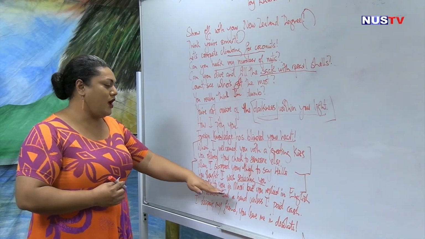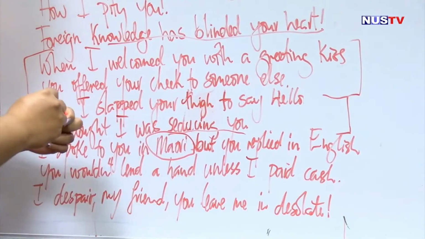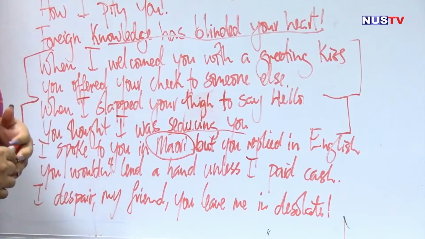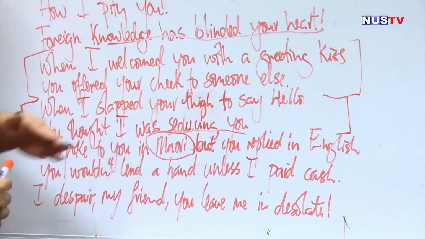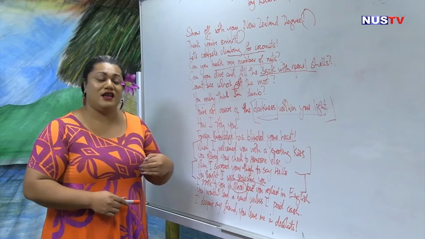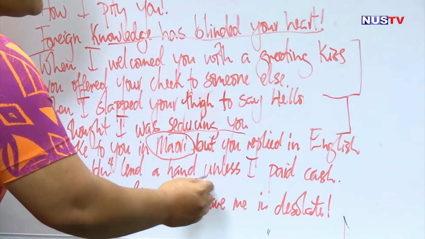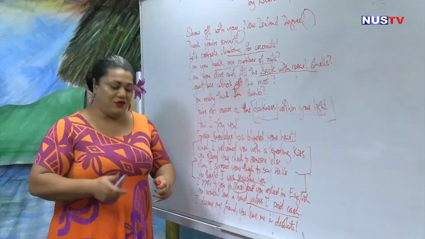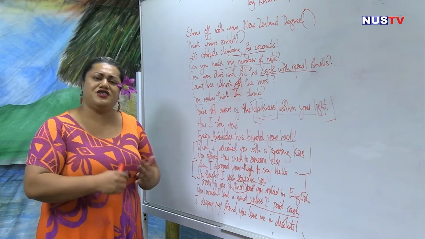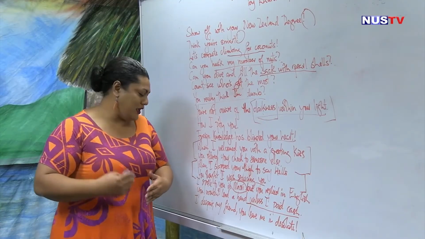I spoke to you in Maori, but you replied in English. So the word Maori is the native language of the Cook Islands. Cook Island Maori, that is the language that they speak. He spoke to her in their native language, but she responded back in English. You wouldn't lend a hand unless I paid cash. So again, he is still angry with his friend, this young lady that returned from overseas, and he assumes that she will never help him unless he pays her, gives her money.